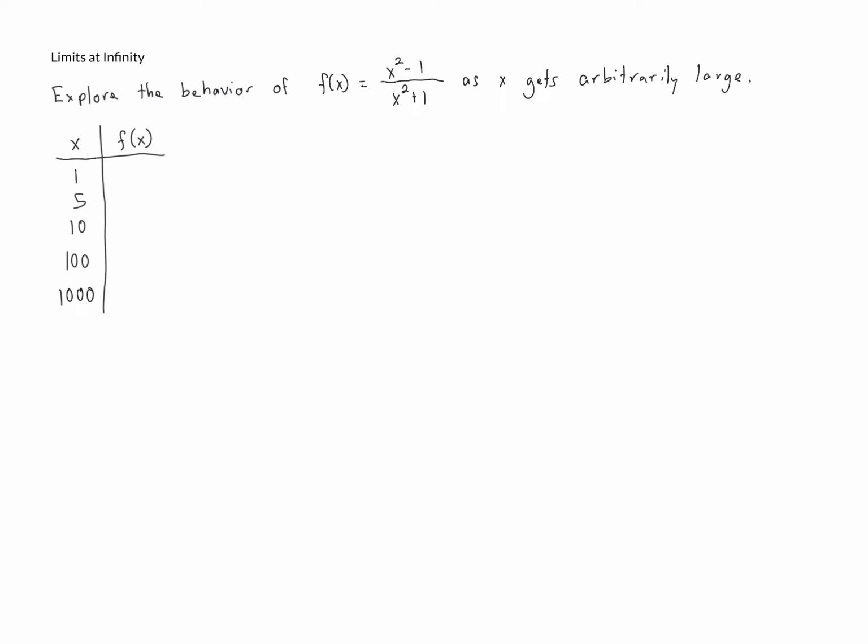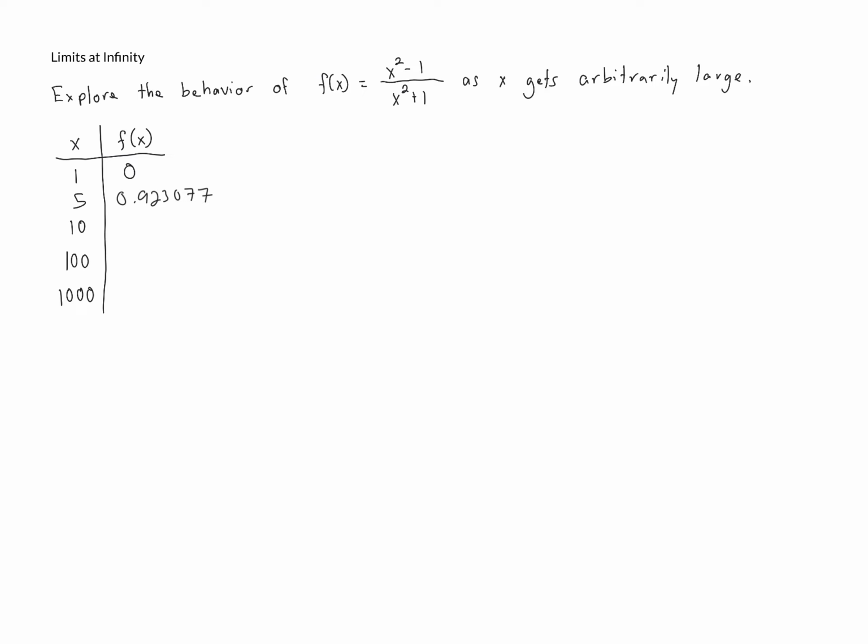So if we plug these into a calculator, when x is 1, well, actually we don't need a calculator for this. 1 squared is 1, and 1 minus 1 is 0. So the function value there is going to be 0. When x is 5, we don't need a calculator for this either. 5 squared is 25. So we've got 25 minus 1 over 25 plus 1. So that's 24 over 26. And actually, we do need a calculator for a decimal approximation of that. That gives us 0.923077.